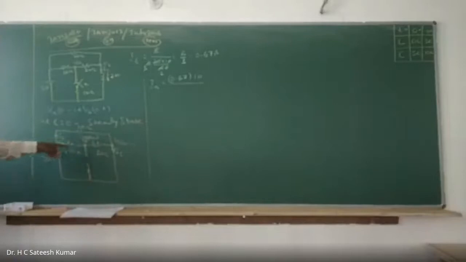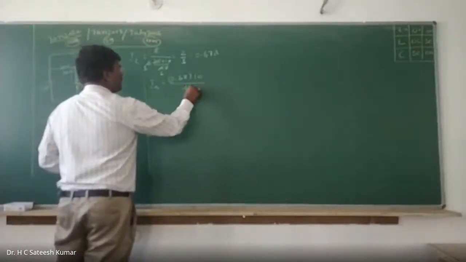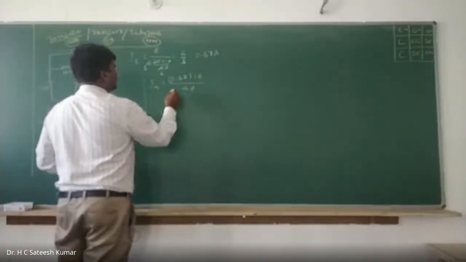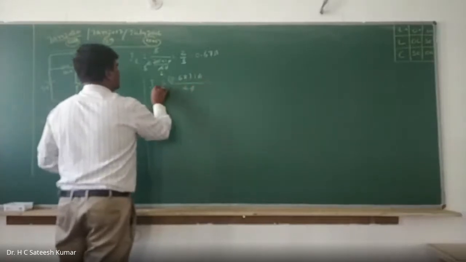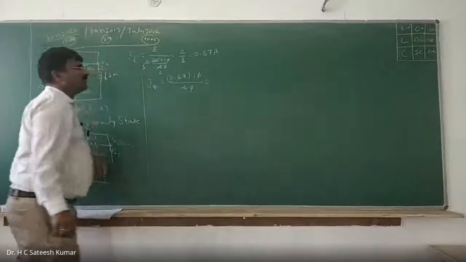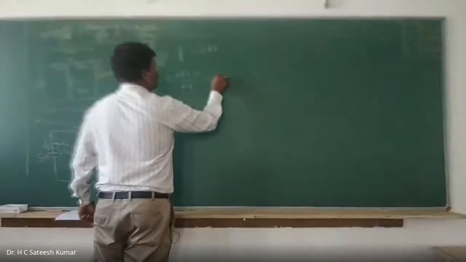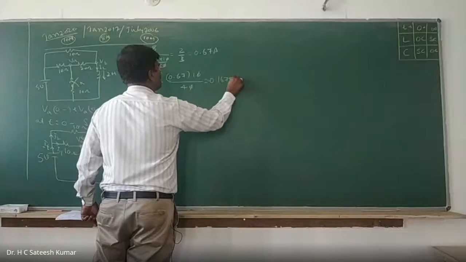So total current. So now we find out this current. Total current into resistance is the other branch divided by total resistance. Total resistance is what? 40. 0, 0 gets cancelled. What is this one, madam? I1 is equal to 0.67 divided by 4, 0.1675. 0.1675 amps, you will get it.